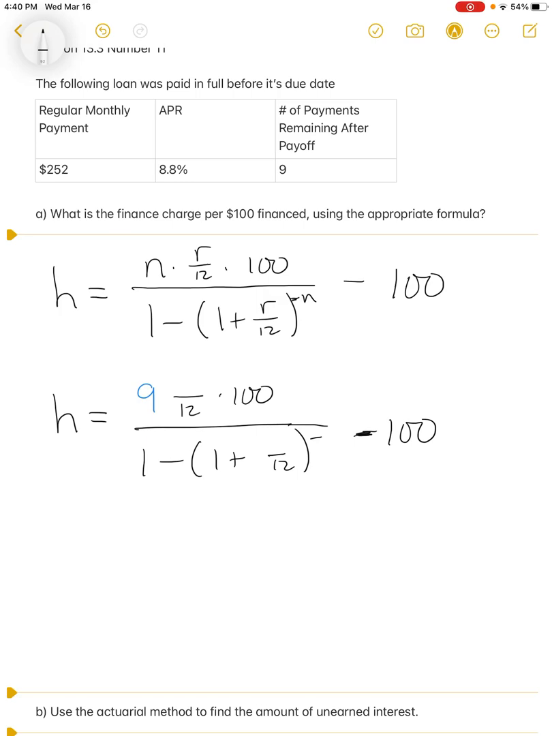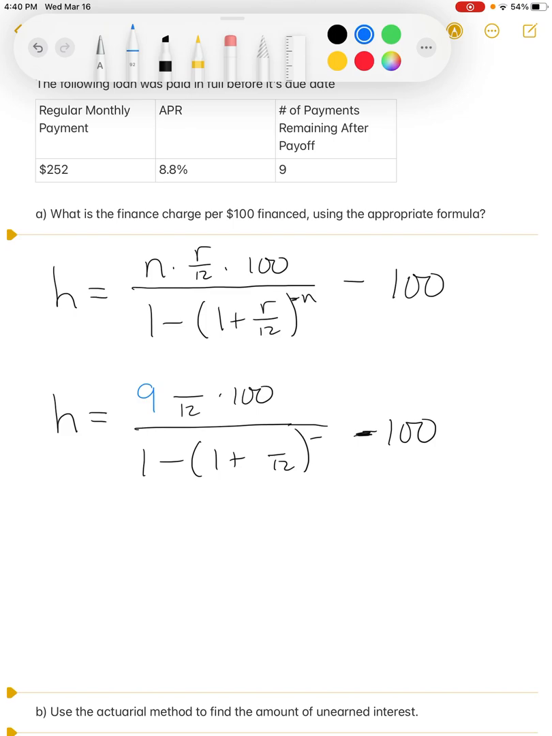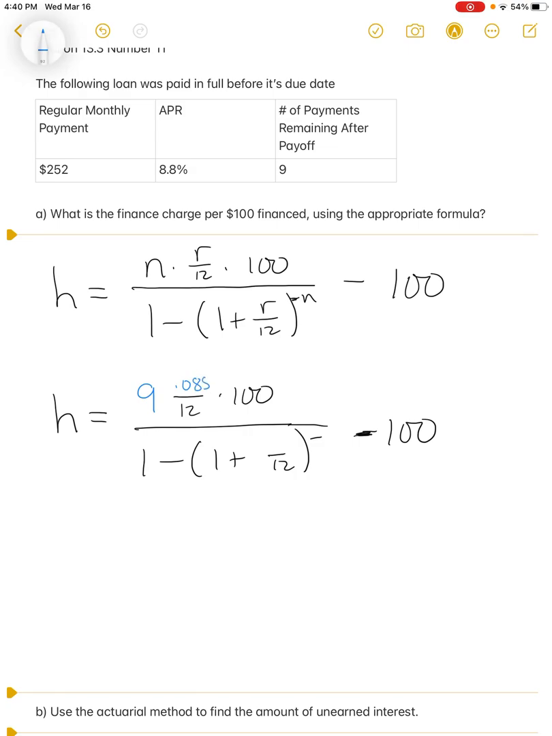So as we go through here, we need an R. Well, our R is the interest rate, and our interest rate is 8.8%. So that's 0.088 for us. Remember that APR, you're probably really good at it by now, being in section 13.3, but the interest rate is always written as a decimal.